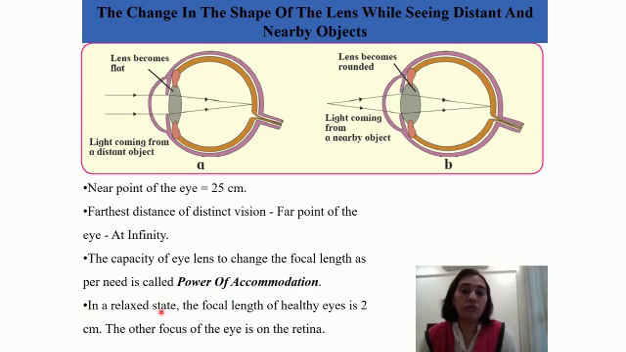In the relaxed state, the focal length of healthy eyes is 2 centimeters. The other focus here, F2, lies on the retina. We have already seen that the point where the rays are converging is the point where you have the second focus, which lies on the retina. I hope you have understood this part, that is, the change in the shape of the lens while seeing distant and nearby objects.